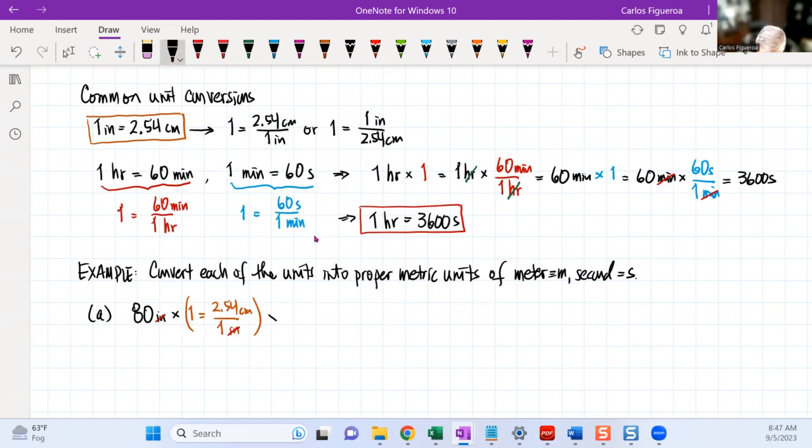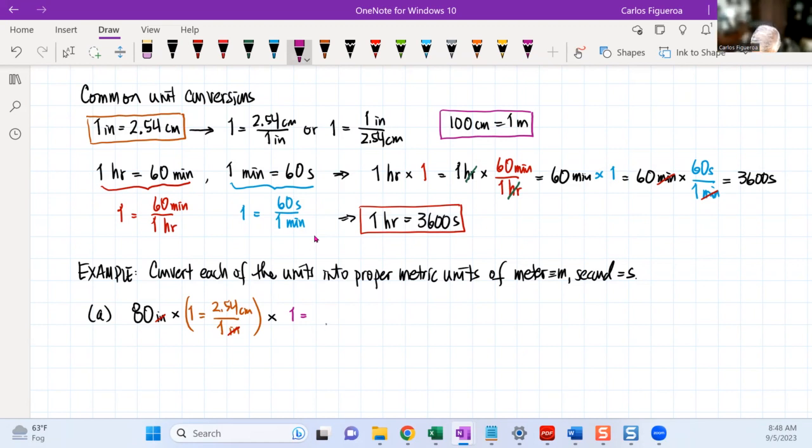Now, another thing that you should know here, which I did not list here, is that there are 100 centimeters in 1 meter. Okay, so you have to know this value right here, that 100 centimeters is equal to 1 meter. This is an absolute must. So I'm going to multiply that by 1, and then I'm going to put centimeters in the bottom.